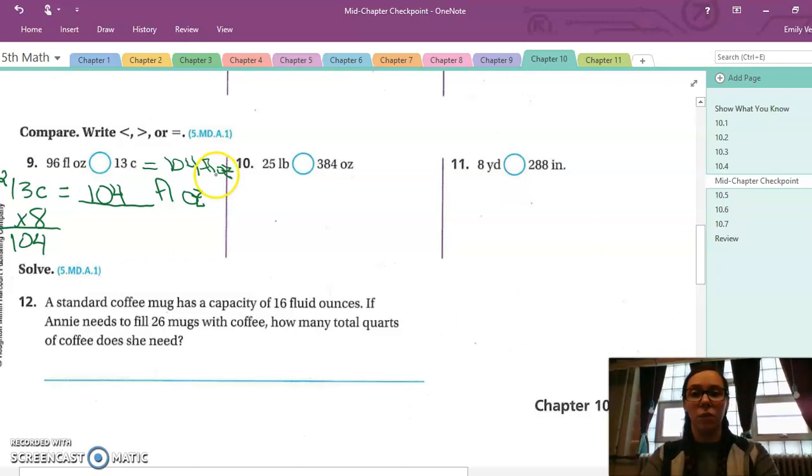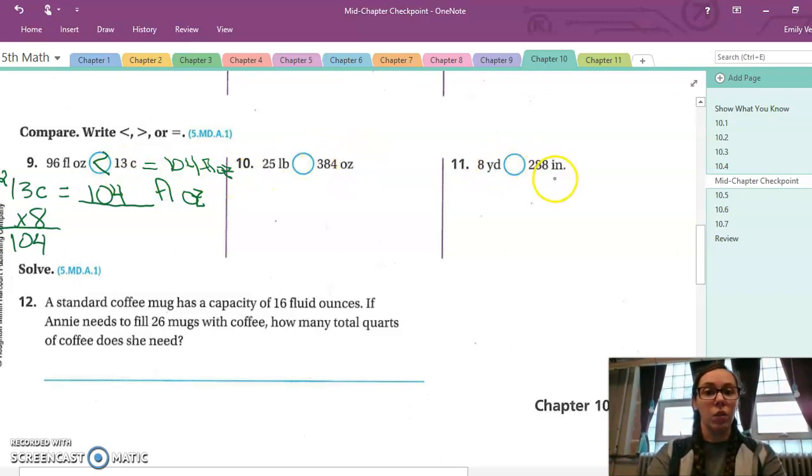Now I can compare these, fluid ounces and fluid ounces. Got 96 over here, 104 over here, so which symbol are we going to be putting in the circle there? We'll drop a less than in there. 96 fluid ounces is less than 13 cups, which is the same as 104 fluid ounces. Okay, so do the same thing on these ones. What are you measuring? And then change one to match the other. You have to make them both the same, like we did over here, fluid ounces and fluid ounces.